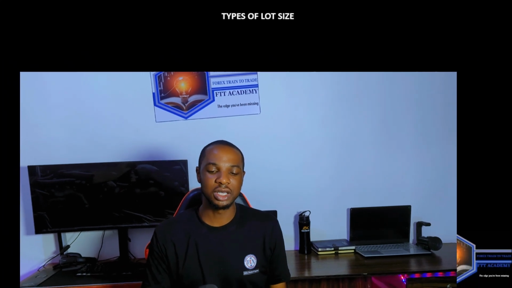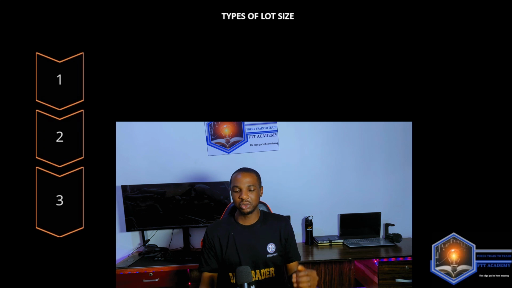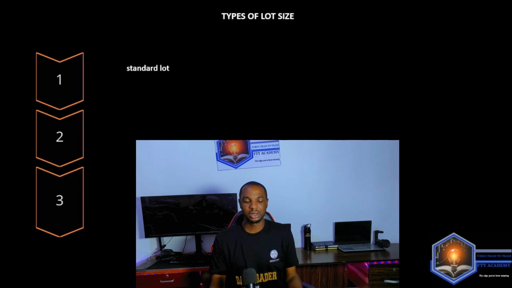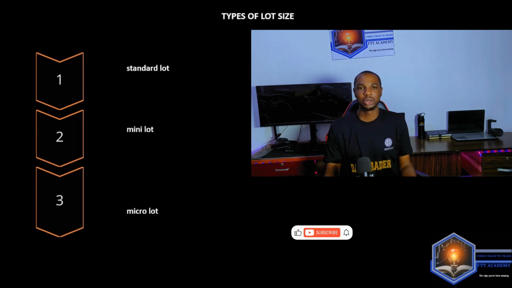So let's look at the different types of lot size available in the forex market. Basically, you have three main types of lot sizes available in the forex market. The first one is the standard lot, the second one is the mini lot, and the third one is the micro lot size. After understanding these three lots, we can also break them down in different ways for you to understand it better.